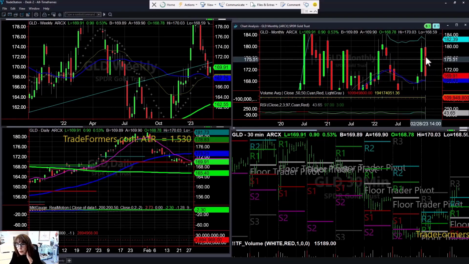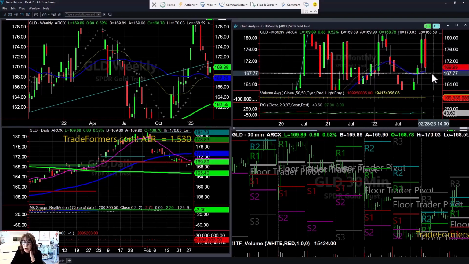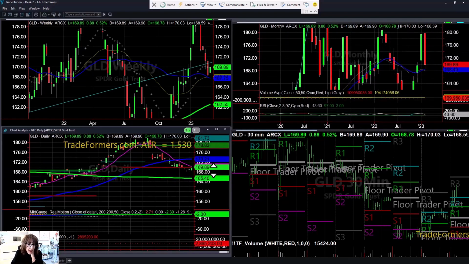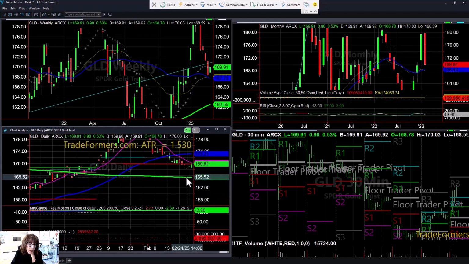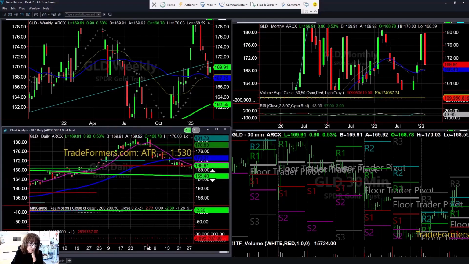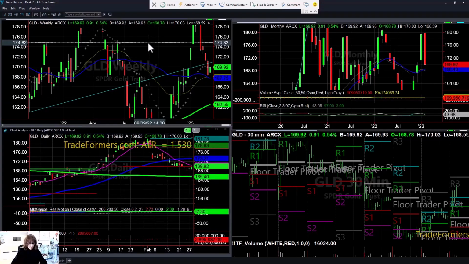Or if you wanted to go a little bit higher, you would say under 168. And of course, if we look at the daily chart, you can say under the 200 or under 165.40. So that's my outlook in gold.